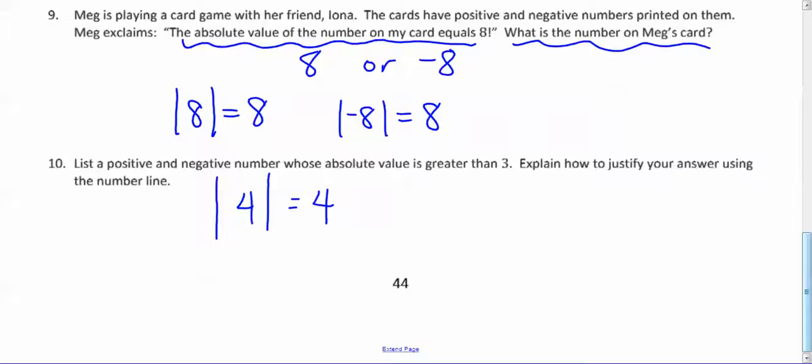Now who can give me a negative number whose absolute value is going to end up bigger than 3? 2 is going to be less than 3, right? So we want one that's got to be negative, and when we find the absolute value, it's going to be bigger than 3. Negative 2 would have an absolute value of 2, right? Which is less than 3. So you want to go with something that's going to end up bigger than 3.